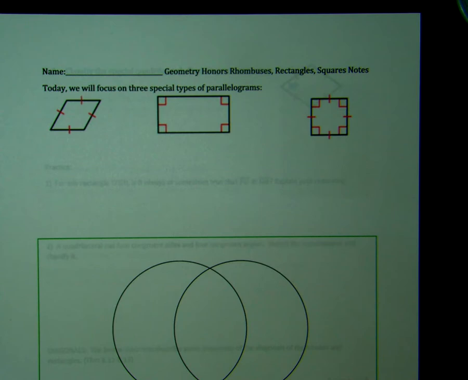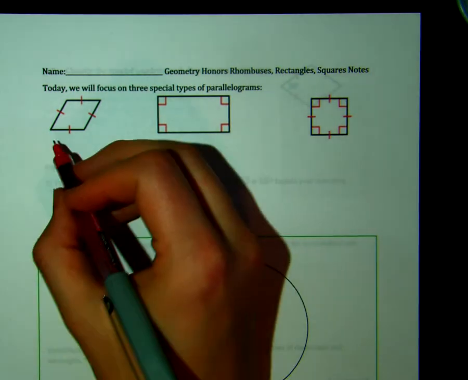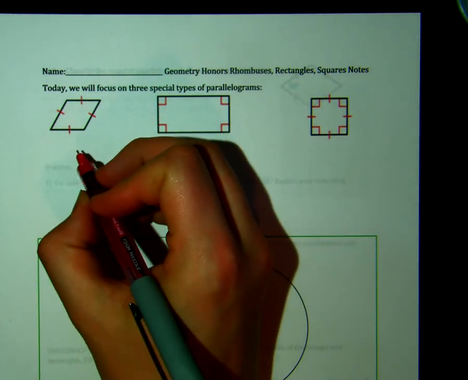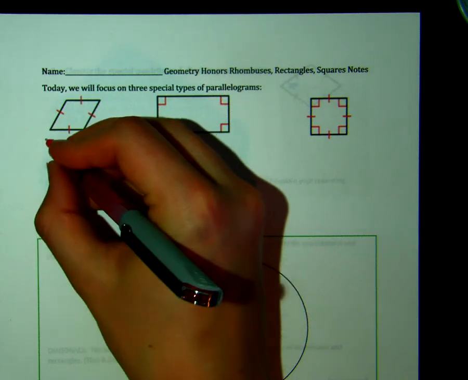So today we're actually going to cover three shapes. They're all special kinds of parallelograms, shapes that you should already kind of be familiar with, but we're going to go over some properties that maybe you are less familiar with. These three shapes are, first off, a parallelogram that has four congruent sides. So this is a rhombus.